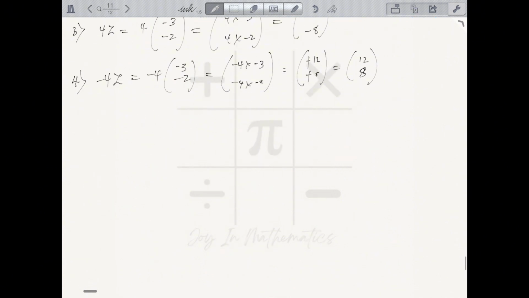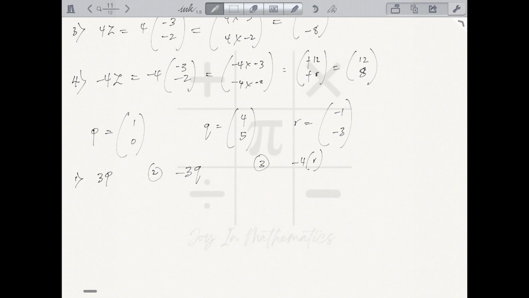Let's take another combination of vectors. Let's say we have P, Q, and R. P is 1 0, Q is 4 5, and R is minus 1 minus 3. We are asked to evaluate the following scalar products. Question 1, we have 3P, question 2, minus 3Q, and question 3, minus 4R.